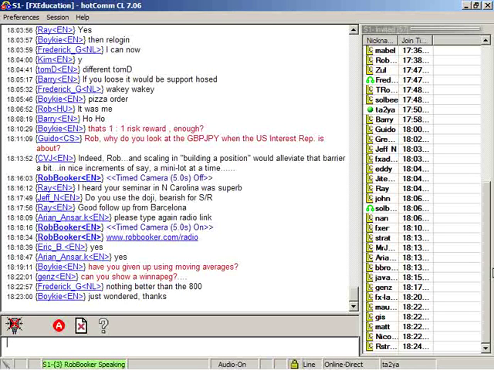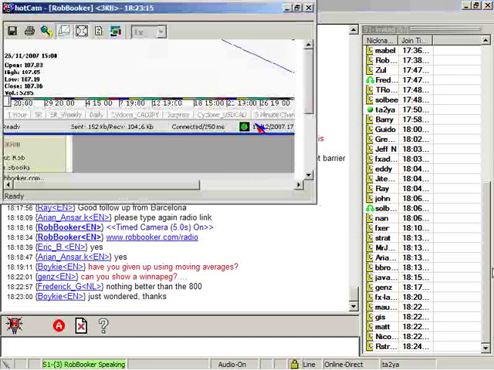Gens asks, can you show a Winnipeg? Oh, Boyke, you can ask anything. Please ask us any question whatsoever. Boyke asks, could I show a Winnipeg? And the answer is, most certainly yes. Here we go. Here's a Winnipeg.